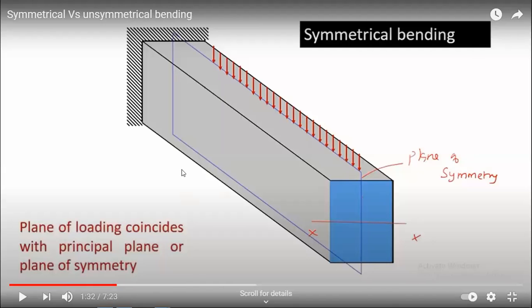So this is the plane of loading, which coincides with the principal plane. This is the principal plane or plane of symmetry. Okay. So when the load is coinciding with the plane of symmetry, those beams are called symmetrical beams, or those beams will be subjected to symmetrical bending. Understand? So now you can tell me in which direction this beam will bend.